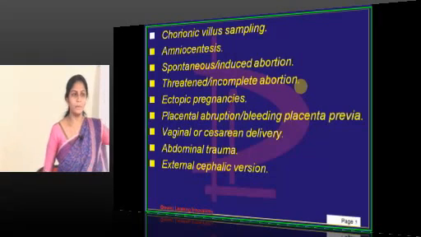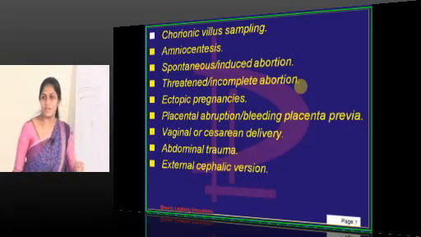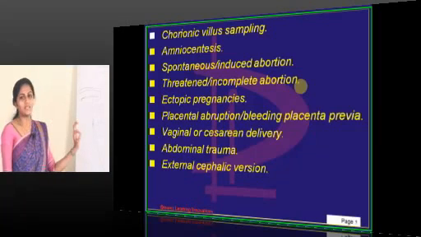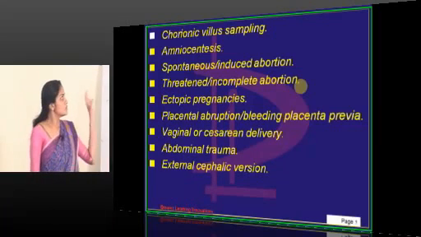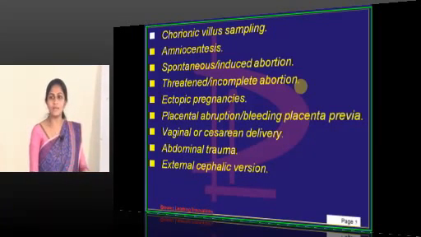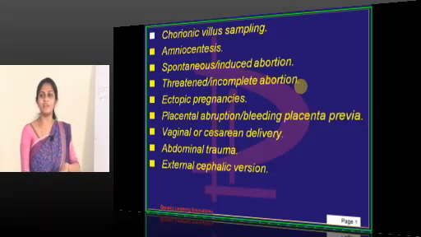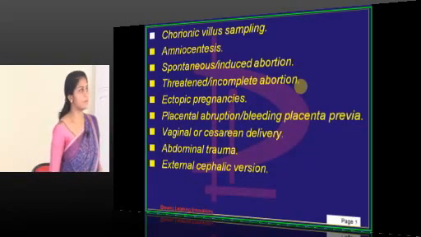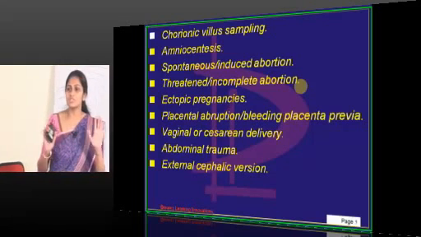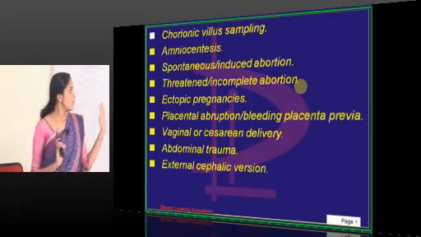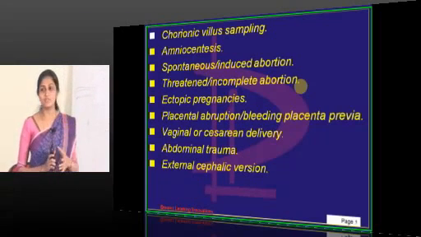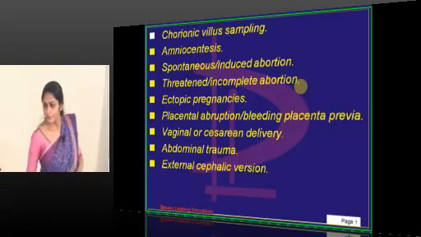Anti-D should be given immediately once you do chorionic villus sampling in an Rh negative pregnancy. Amniocentesis you have done, give anti-D. Even though it is not a normal pregnancy, in an ectopic pregnancy you definitely have to give anti-D in an Rh negative pregnancy. And any placental abruption or placenta previa, anything which is going to cause bleeding, external cephalic version, or any trauma. So these are all the reasons which were asked previously.